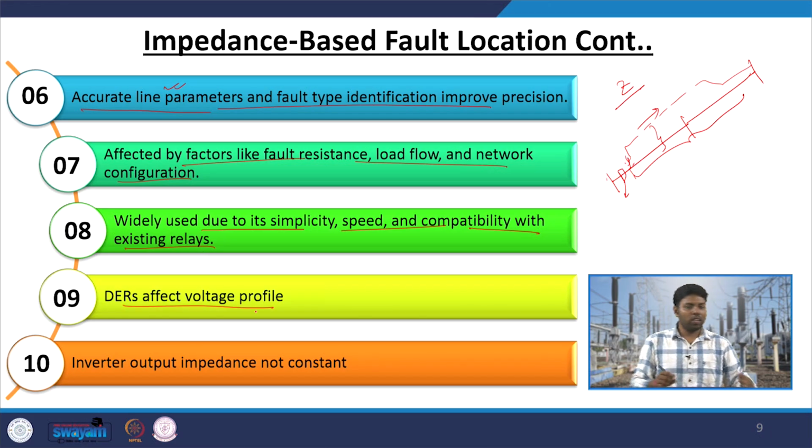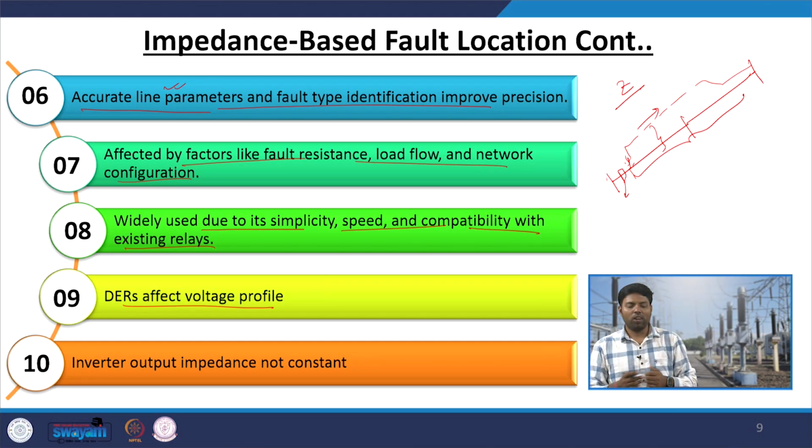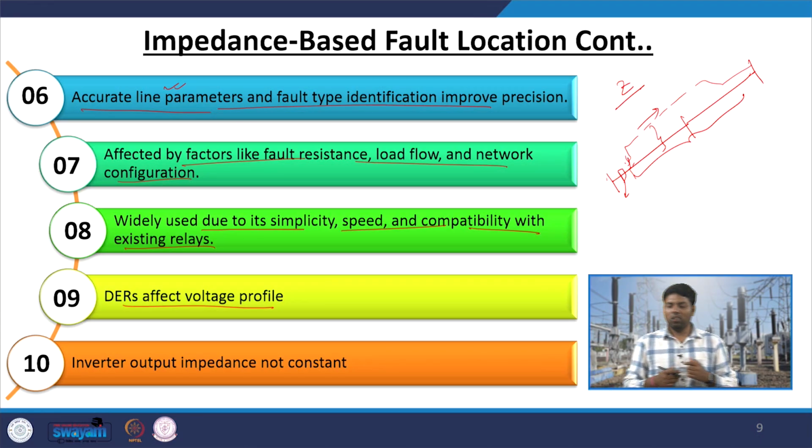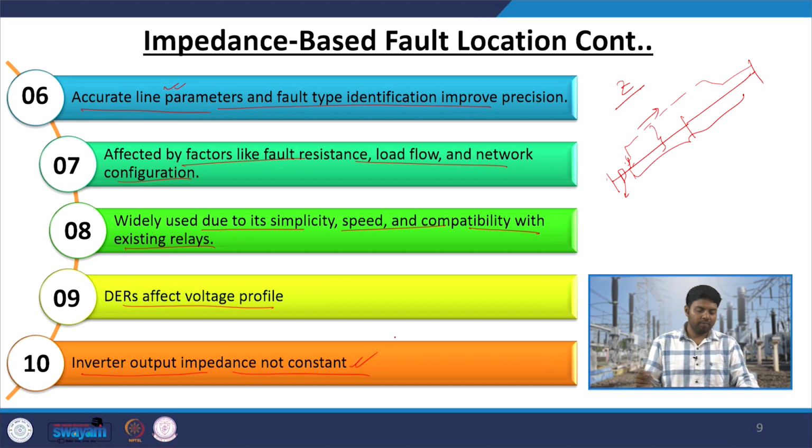DERs affect the voltage profile. We have seen that if you have a DER, the voltage profile will not be the same as the voltage profile of your no DER condition. Then the inverter output impedance is not constant; it keeps on varying depending upon the setting of the inverter. So, if that is the case, then the impedance seen by the relay is not constant, and if that is not constant, then whatever threshold you fix is not good enough to sense all the fault conditions.